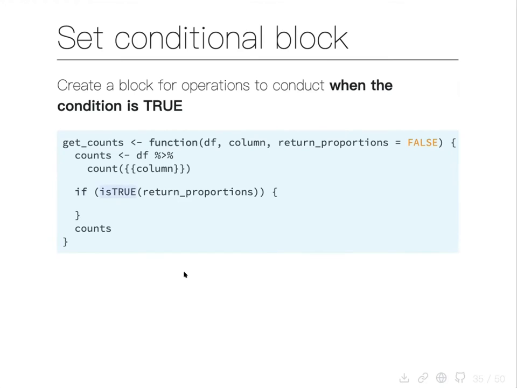There's isTRUE and isFALSE. And so this can make your code a little bit more readable as well, because you can say isTRUE, return proportions. So if this thing is true, then do everything in this block. Notice I still haven't defined anything in the block, but I'm saying if this is true, do something in here. Otherwise, just skip past it. Okay, and then I'm going to return counts.